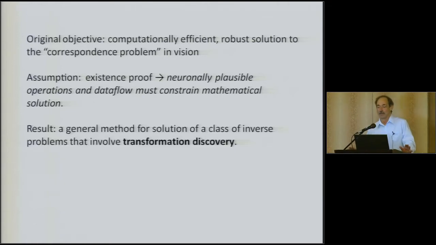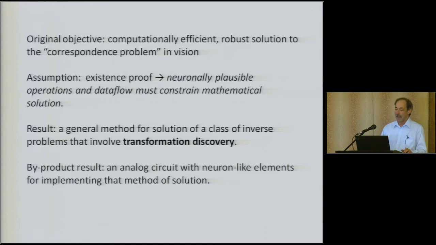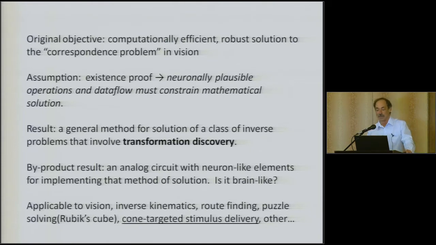And the result was not just a mechanism for the correspondence problem, but a general method for solution of a class of inverse problems that involve transformation discovery. So it actually turns out to be much more broadly applicable than what the original search was directed at. And as a byproduct, because of using the constraints of neuronally plausible operations in data flow, there was an analog circuit with neuron-like elements for implementing that method of solution, which is applicable not only to the correspondence problem, but to inverse kinematics, root finding, puzzle solving, Rubik's Cube, very important applications, targeted stimulus delivery for vision research, and quite a few other applications which fall into that general class of inverse problems.